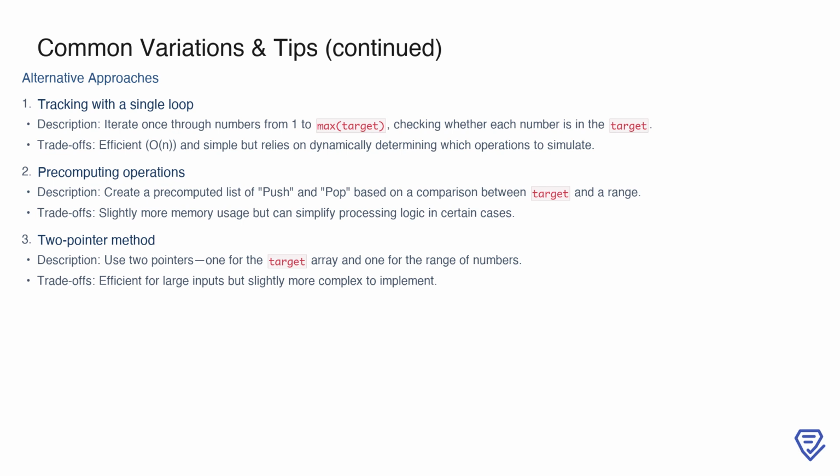Another option is pre-computing the operations. By comparing the target array with the range of numbers, you can generate a list of push and pop operations in advance. This can simplify processing but may require slightly more memory. Lastly, the two-pointer method involves using one pointer for the target array and another for the range of numbers. This approach is efficient for large inputs but can be a bit more complex to implement. Each method has its trade-offs, so choose one that best fits the problem constraints and your coding style.